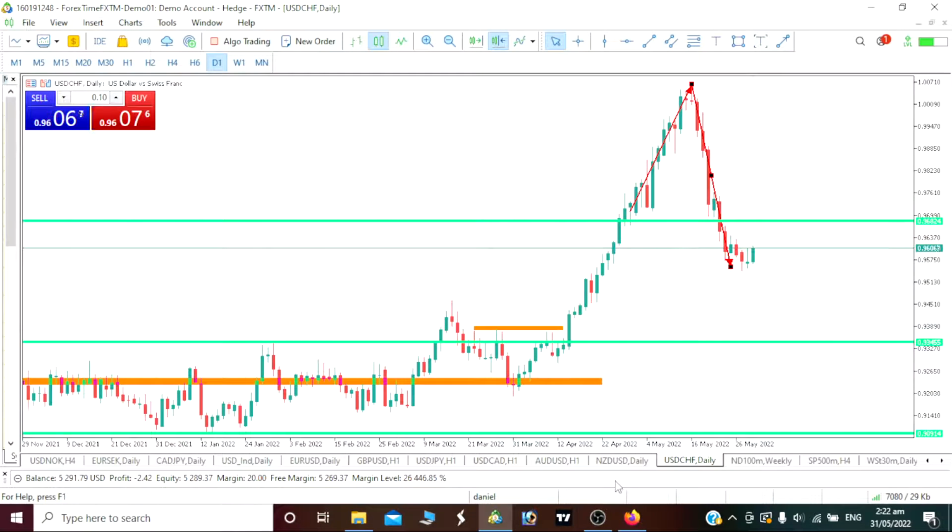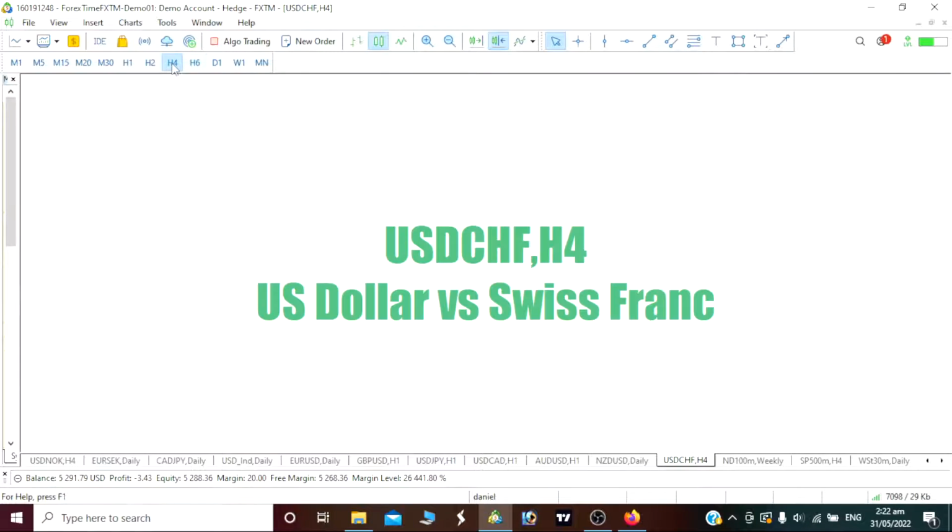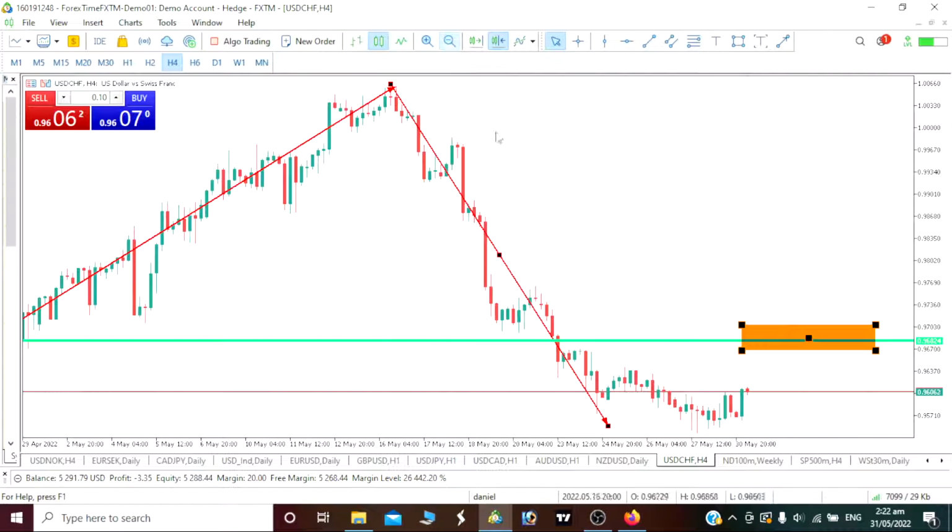So let's see our USD Swiss franc. Our USD is actually going bullish, and we want to continue to see that bullish move hit our key level here before we might actually see a drop. If not, let's continue to go bullish on our USD Swiss franc. Same thing with my 4-hour time frame, still going bullish.